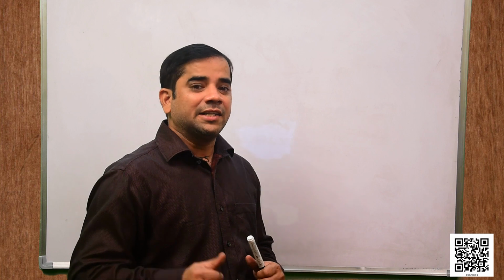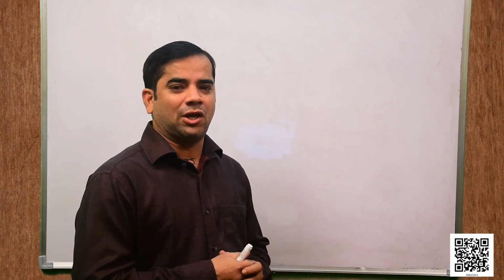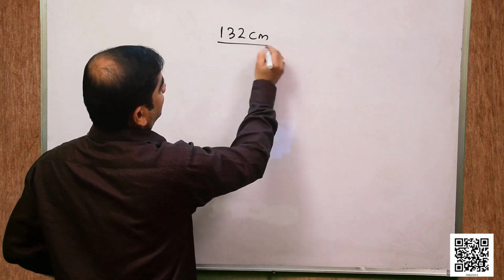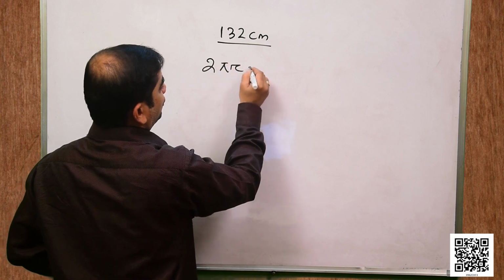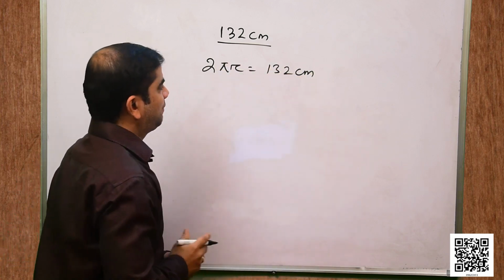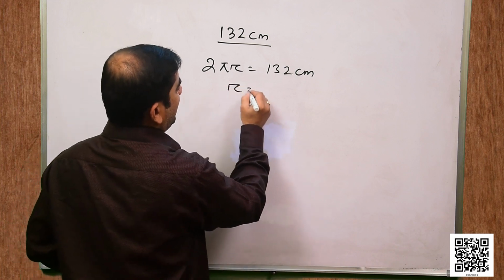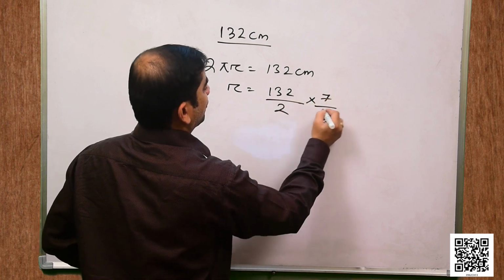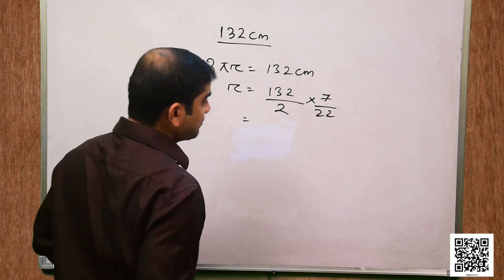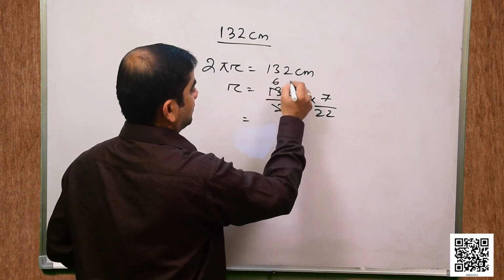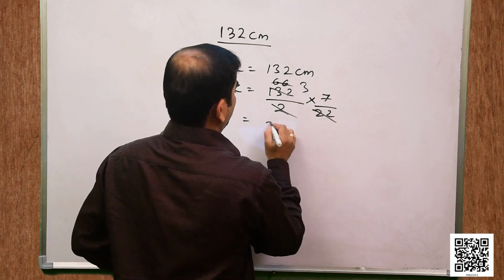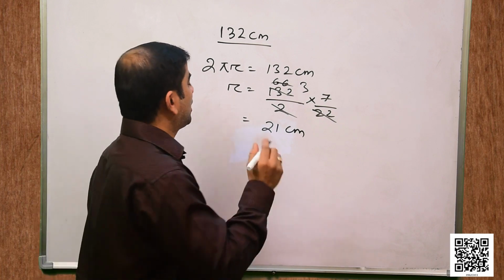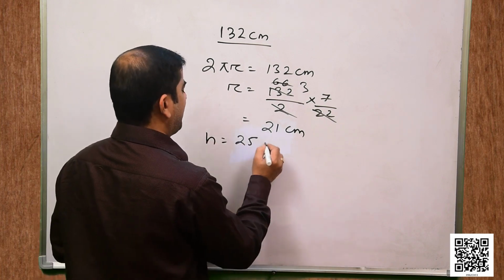As per the given data, the circumference of the base of the cylindrical vessel is 132 centimeter. That means 2 pi r is equal to 132 centimeter. Fine. That means r will be 132 divided by 2 into 7 by 22. Okay. So, 21 centimeter. So, r is 21 centimeter, height is given as 25 centimeter, h is equal to 25 centimeter.